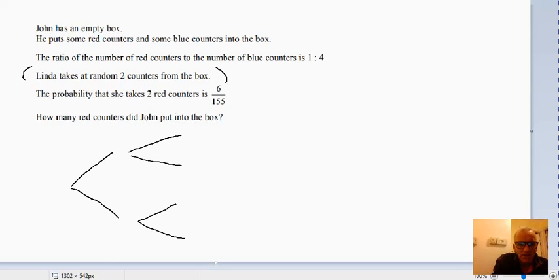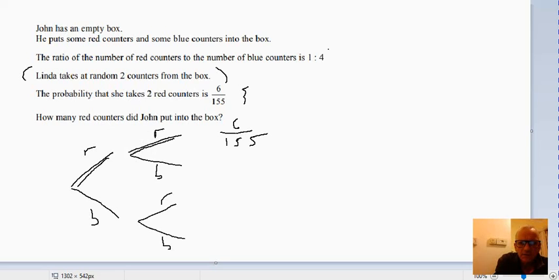And we also know here that the probability she takes two red counters is... so if I call that bit red and that bit blue, red, blue, red, and blue. Mind you, I think John's going to be quite annoyed that Linda's taken some counters from the box. Right, so the probability that she takes two red from the box is 6/155. So the probability of this multiplied by this bit is 6/155.